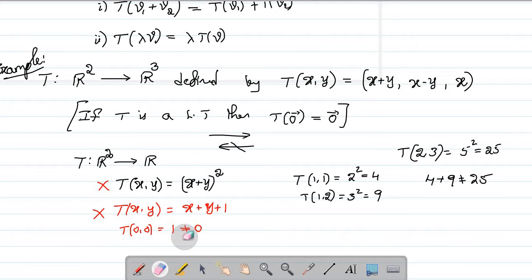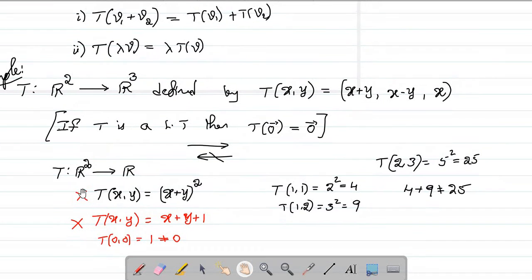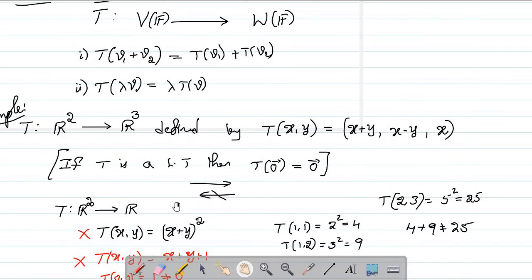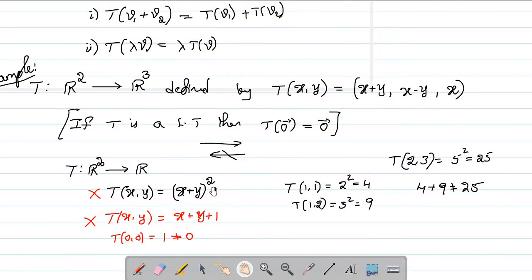So in a linear transformation, you make sure that there should not be any constant terms alone, and the powers must be 1. The power of x and y must be 1, and there should not be products of x and y. You should have linear expressions, that's it. So this cannot be a linear transformation, even though 0 is mapped to 0 here, it's not a linear function.